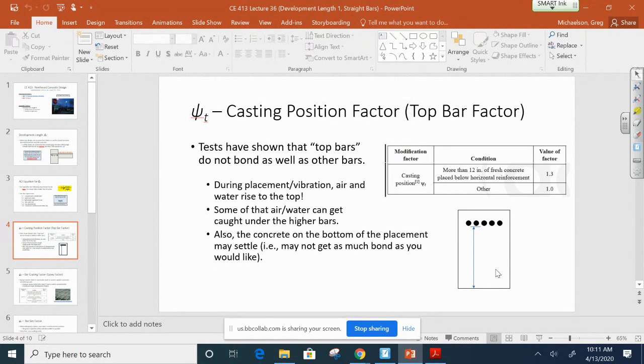That's a general point I want to make about a lot of these factors. The default value for a lot of these factors is 1. Whenever the value is larger than 1, what that means is that we need to embed the bar further to account for some odd scenario. So if we're dealing with the bars on the top, we've got to embed them further. In this case, we have to embed them 30% further, or 1.3. So that's something that I wanted to mention about a lot of these factors.